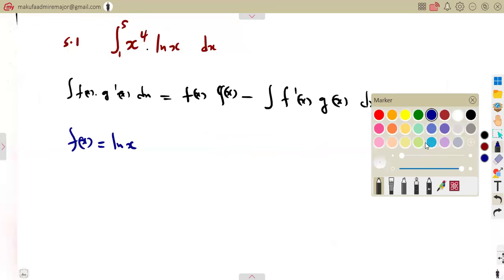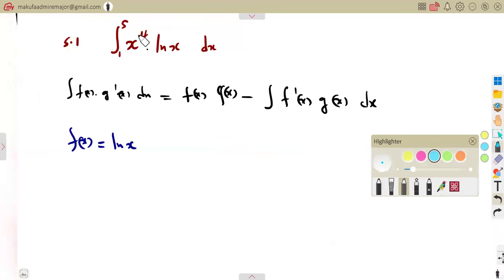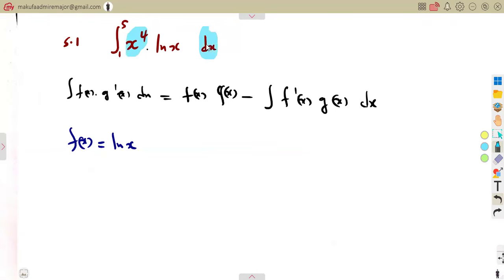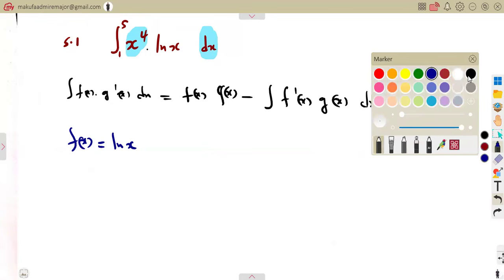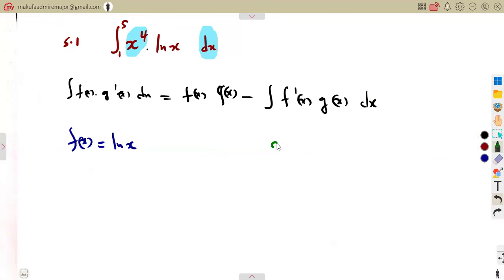So by choosing this to be our f of x, that means the g prime is the remaining part now. What are we remaining with? That becomes our g prime x dx, and that's x to the exponent of 4 dx. We can integrate that.